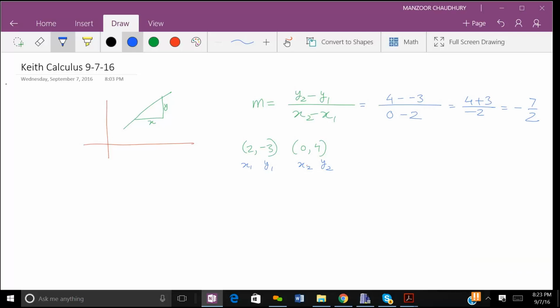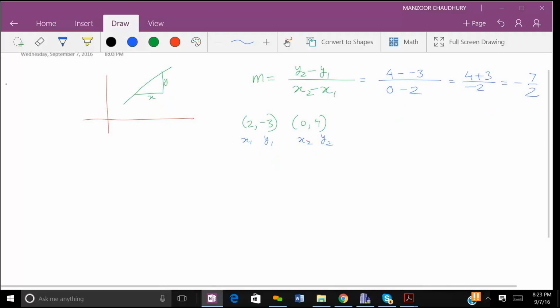Okay, what's the next question? The next question is number 5, I believe. Let me check. Pretty sure it's 5. Okay. It's exactly the same thing. So I'm just going to write down the work. m equals 4 minus 6 over 2 minus 2. What is that? -2/0. Undefined.